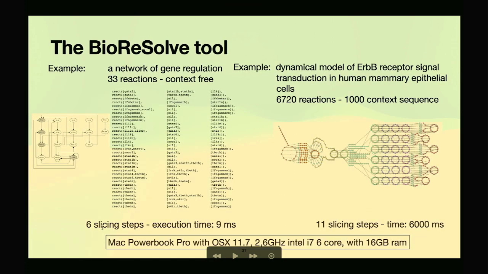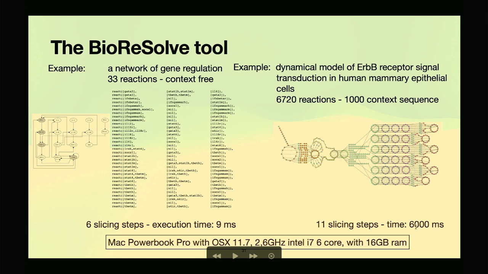Here are another two examples. We have here a 33-reaction and context-free example, and for computing 6 slicing steps, the tool takes 9 milliseconds. Here we have a model with more than 6,000 reactions. It was the model I showed before, and the time is 6,000 milliseconds.